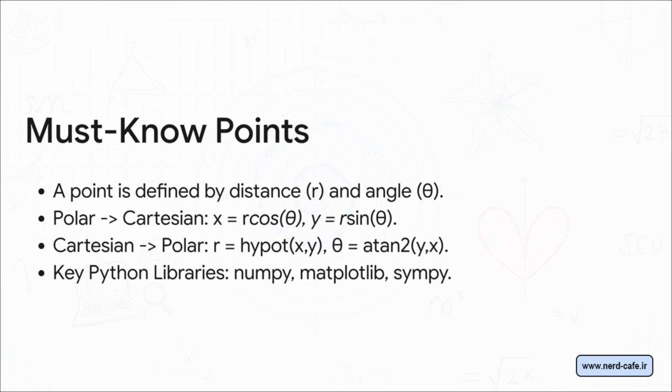Okay, let's recap. First, the absolute core definition. A polar coordinate is just a distance r and an angle theta. That's it. Second, know your conversion formulas cold, both ways. And remember those helper functions in Python, hypot and especially atan2. And third, know your toolkit. You've got NumPy for all the heavy-duty math, Matplotlib to make the beautiful plots, and SymPy for when you need to do some calculus. If you can nail these points, you're going to be in fantastic shape.